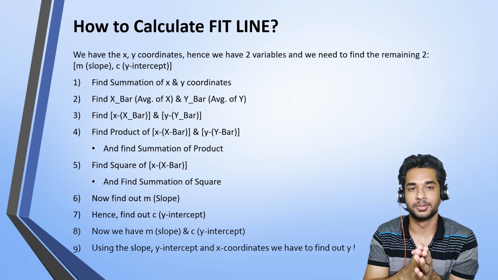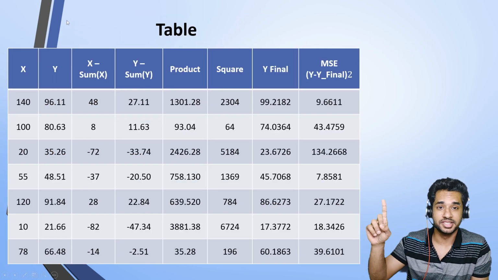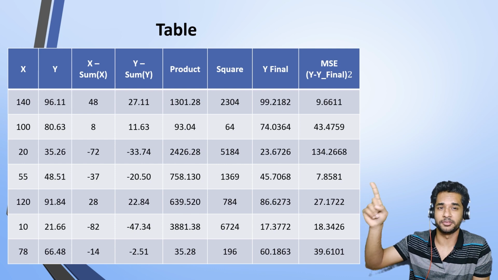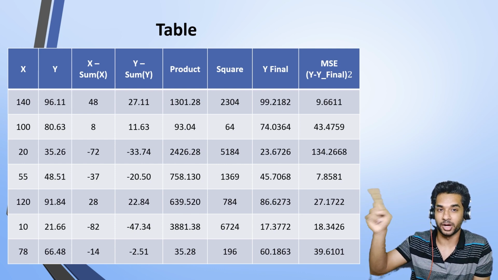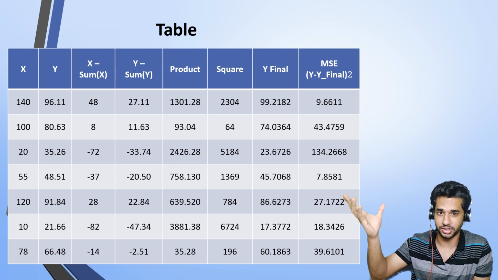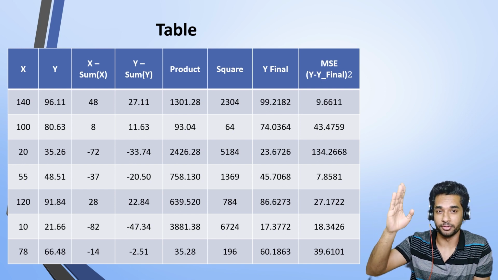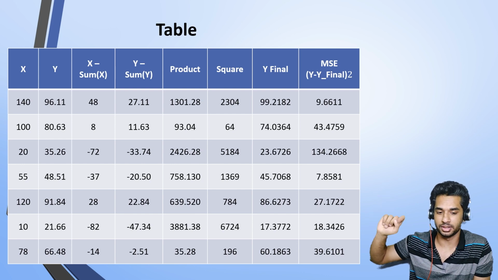So now we have come to the table. This is just a table. As you can see, we have the x coordinate at the leftmost, then the y coordinate, then x minus the mean of x, that means x minus x bar, then y minus y bar, then the product, then the square, then y final. Now y final is nothing but the improved y coordinates that you can see right there.